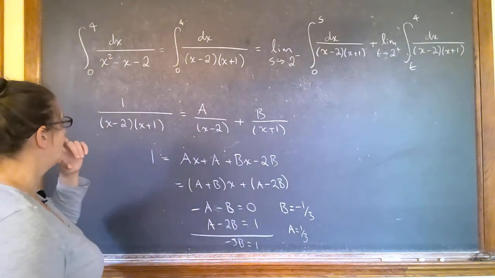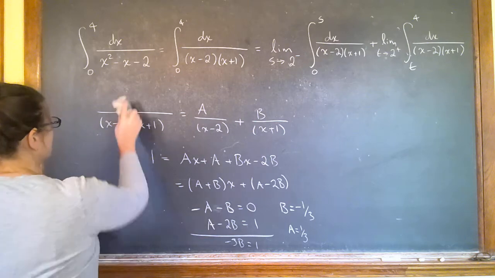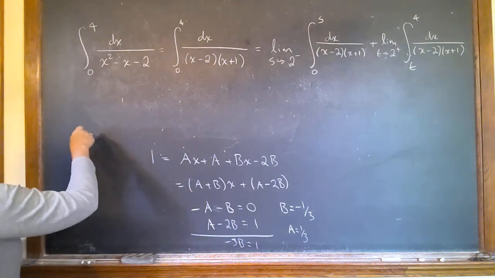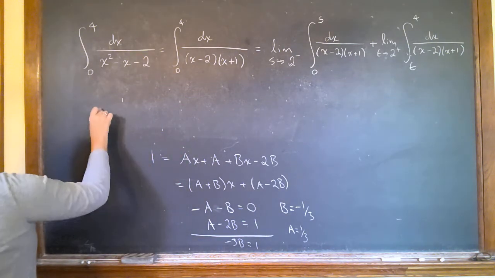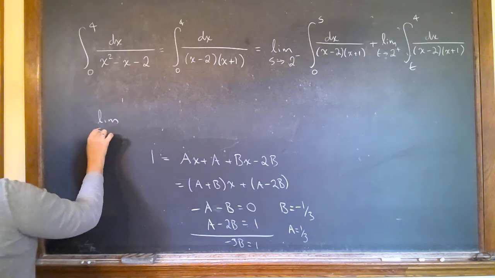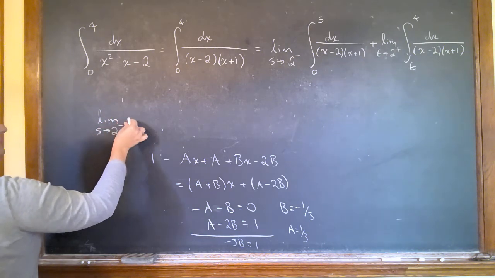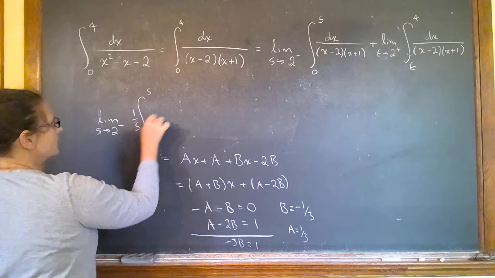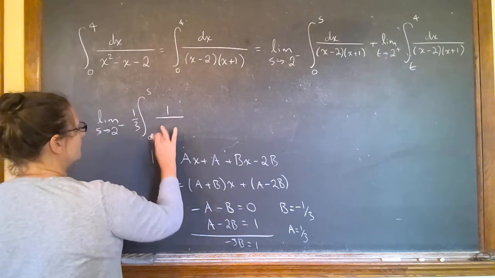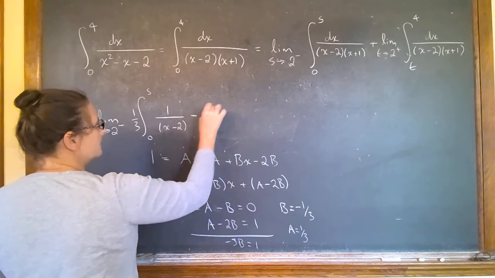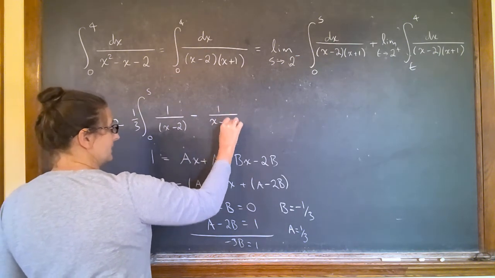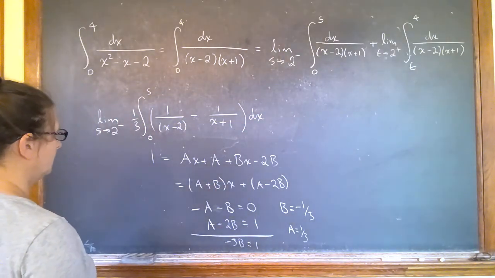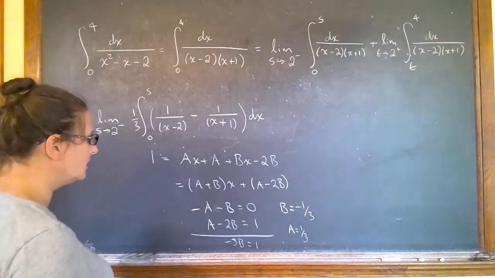Okay, so what I'm going to do is I'm just going to, I had it in that order. I probably shouldn't have erased it before I wrote it. I'm just going to look at this. Limit as s goes to 2 from the left of the integral from 0 to s of 1/3 times 1 over x minus 2 minus 1 over x plus 1. Yes, hopefully that's the right thing. There.